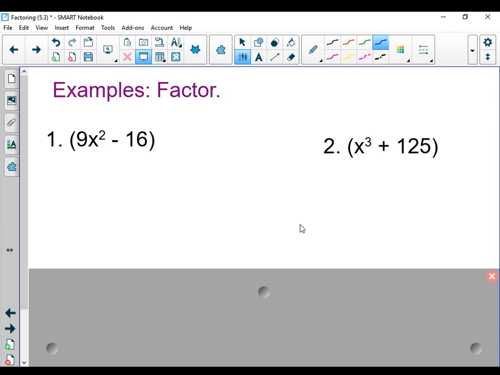Okay, so for the first one, that's difference of squares. I can take the square root of 9x squared and the square root of 16, and it's a minus sign, I'm good to go. The square root of 9x squared gets me 3x, and the square root of 16 gets me 4. And then I add them together and subtract them together.